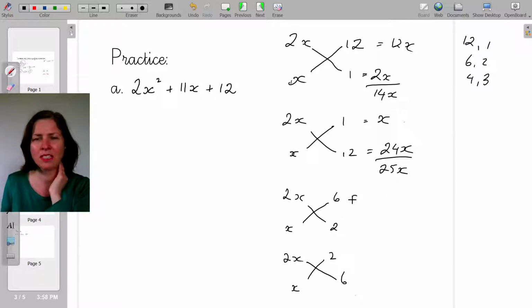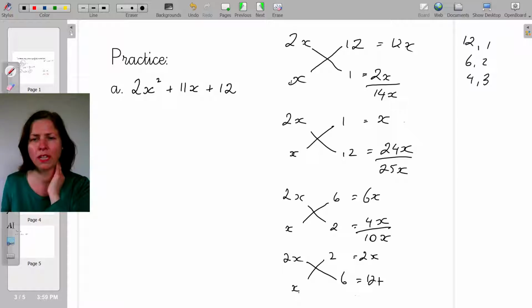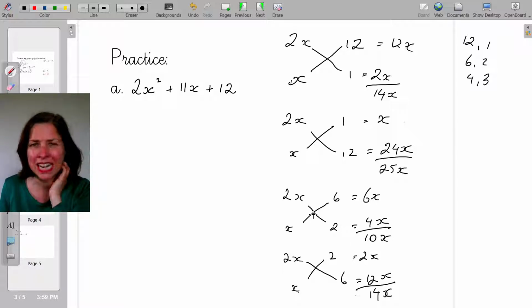X times 6 is 6x. 2x times 2 is 4x. Close but no cigar. That's 10x. Okay, x times 2 is 2x. And 2x times 6 is 12x. 14x. I'm still not there. Now you can see there's a lot of really tedious trial and error.